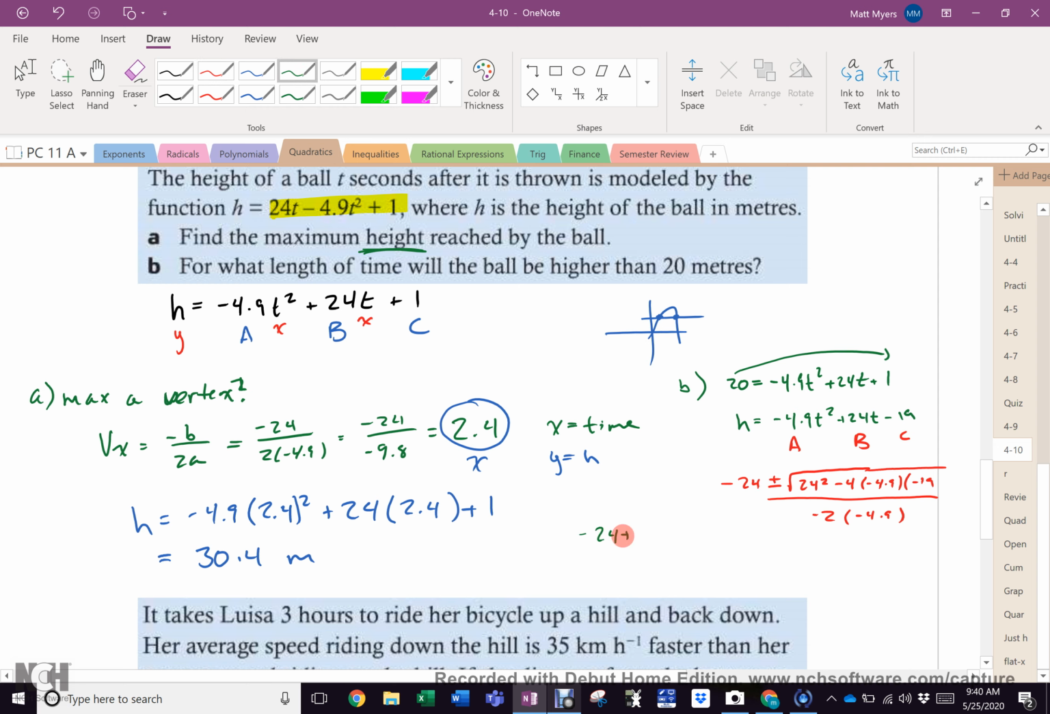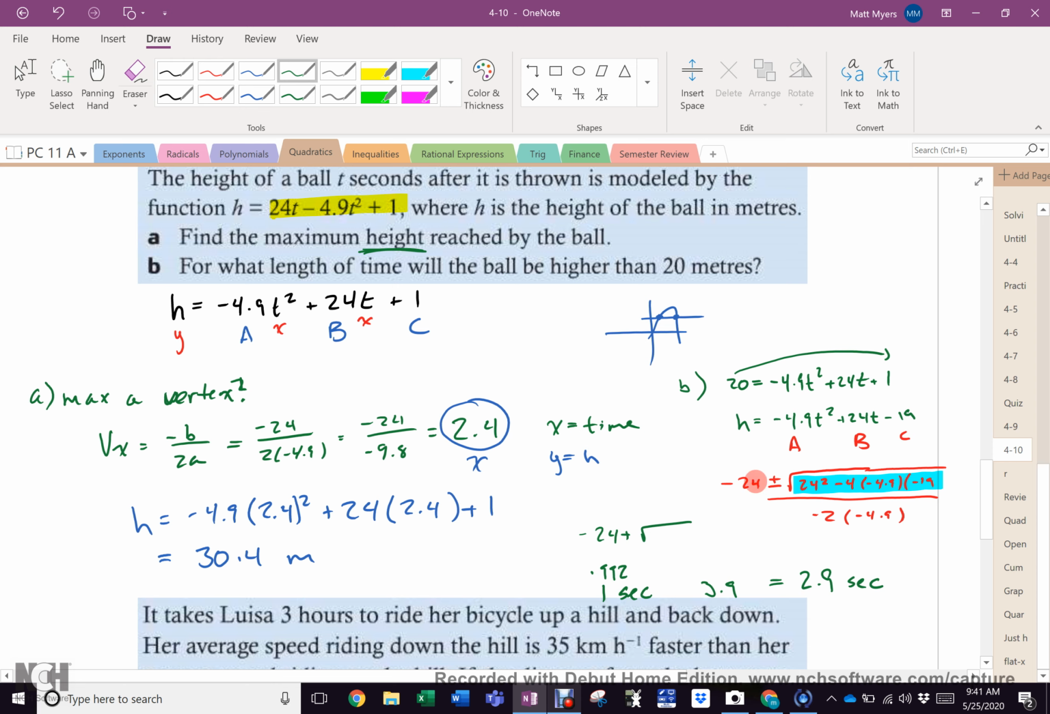When you do negative 24 plus the square root of all this, you run that through your calculator and hit equals, you're going to get 0.992 or something like that. So 1 second. When you run it through with a minus, you're going to get 3.9 seconds. So that means the ball was over 20 between 1 and 3.9. So that is 2.9 seconds.